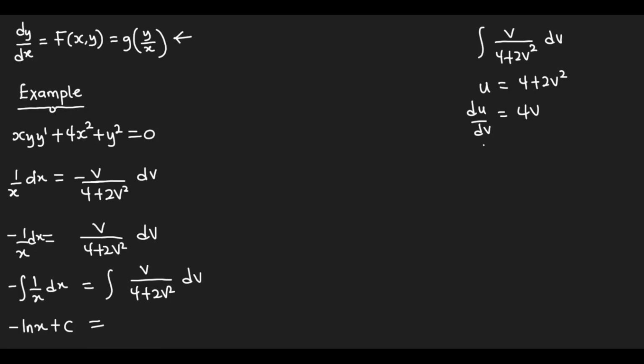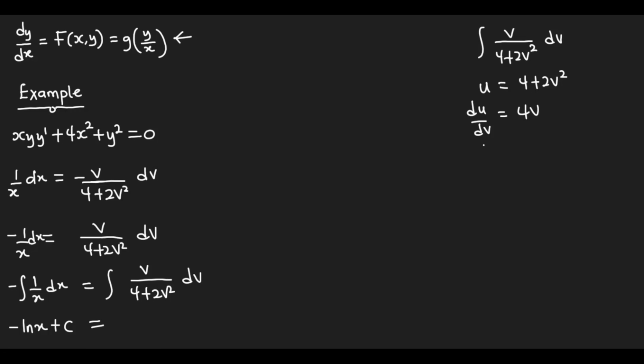I would change the constant c to ln c, because if I differentiate c, which is a constant, and then ln c, which is also a constant, I get the same answer, which is 0. So instead of c, I can write ln c there. So you're going to have minus ln x plus ln c, and this should be equal to 1 over 4 ln of 4 plus 2v squared.